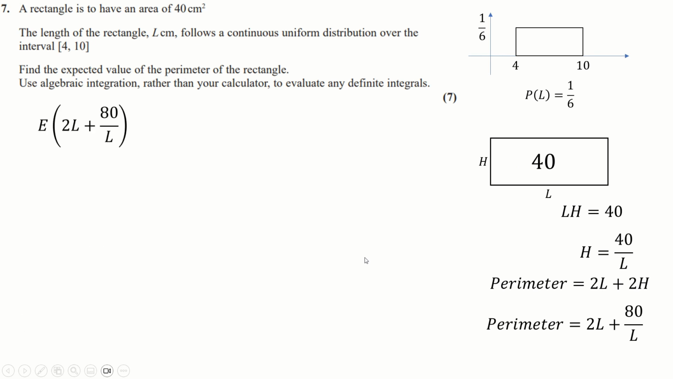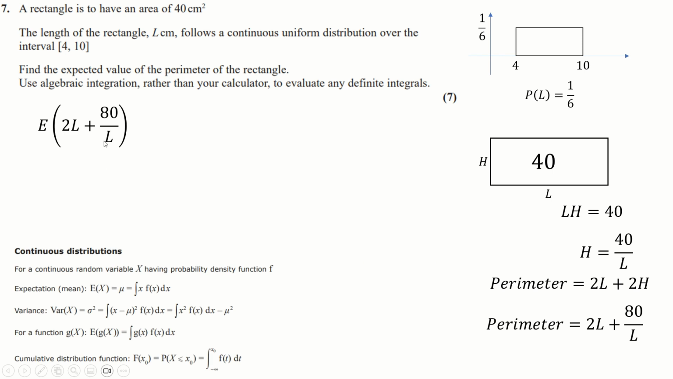So look in the formula book, something quite useful up here. The expected value of the perimeter, that's this. In the formula book, it tells you how to work out the expected value of a function of x. This is a function of the thing that we've got here, L, the original thing that we were looking at. And that's the integral of g of x, which would be this function here, times f of x.